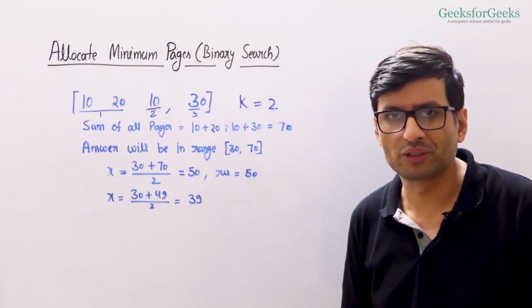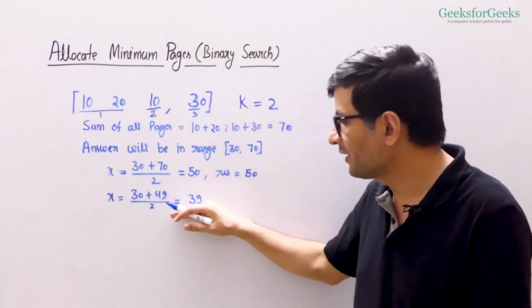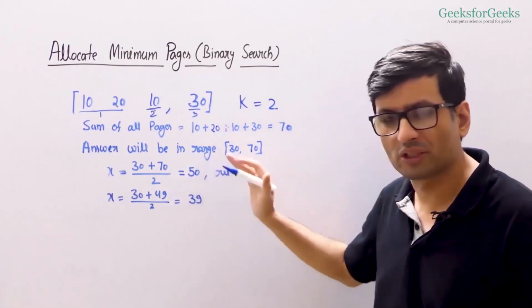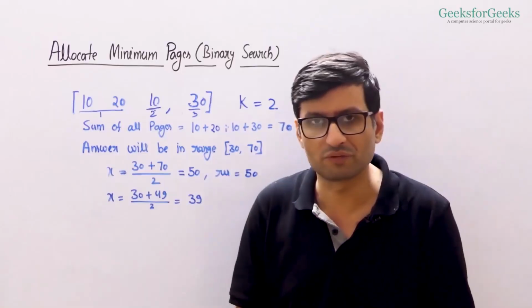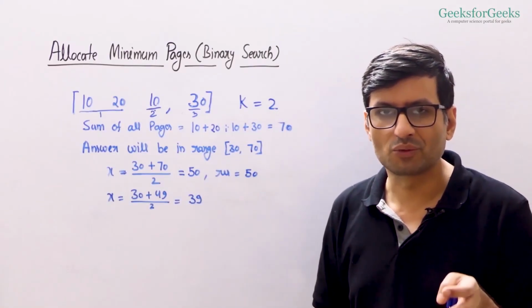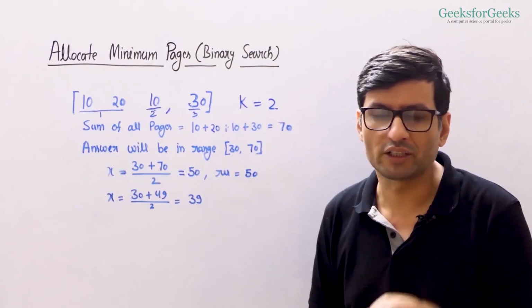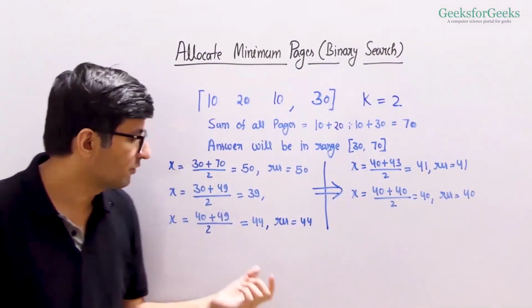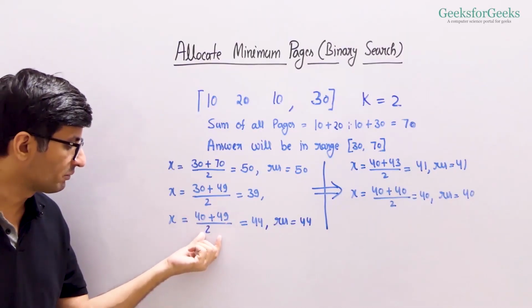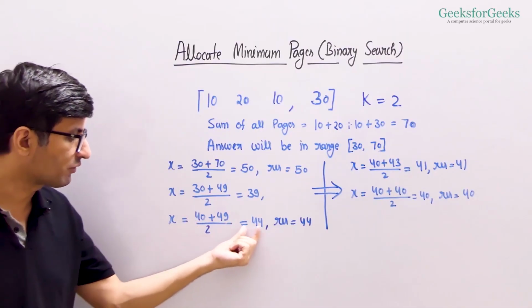So what should we do in this case? See, if 39 is not a feasible solution, then any value from 30 to 39 is also not going to be a feasible solution. 38 is also not going to be a feasible solution. So what we do in this case, we go to the right half. When we go to the right half, we change our range from 40 to 49. We again compute the midpoint and we get the midpoint as 44.